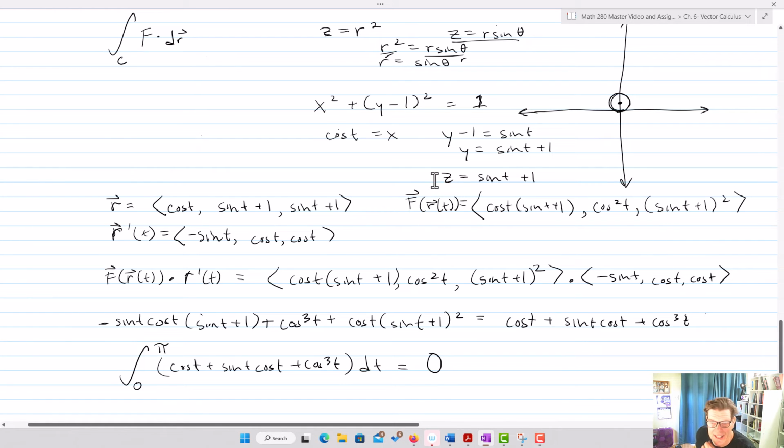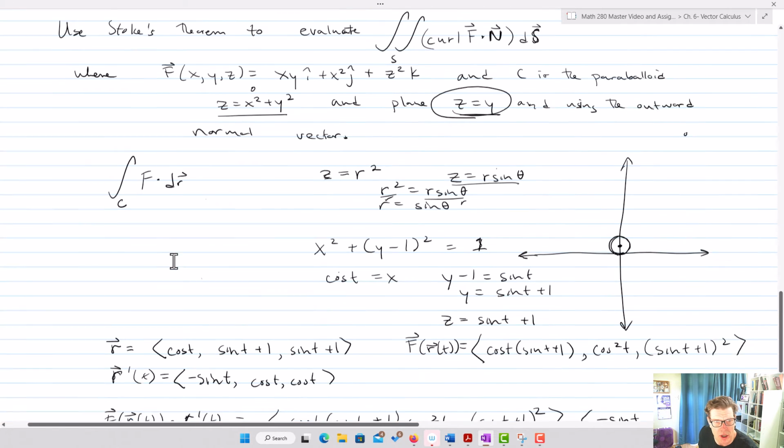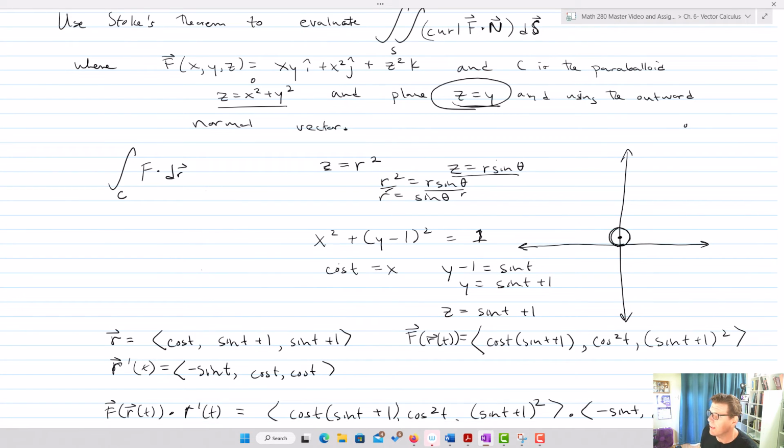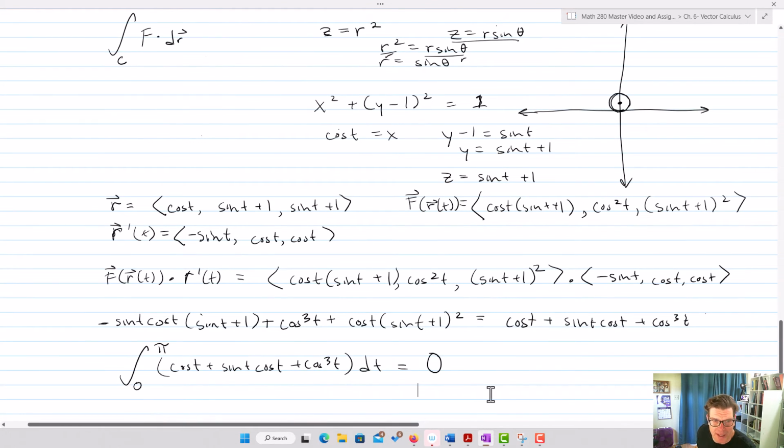It does seem like a bit of work, but if you actually think about it, it's a lot easier than going in and parametrizing the surface. All we had to do was calculate the line integral around that curve, the one that we saw inside of the graph, which is basically the unit circle centered at 0, 1, but up on the plane z equals y. And so what we end up getting is something fairly simple to integrate.